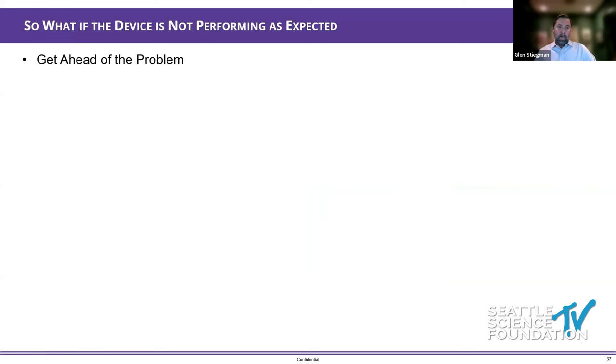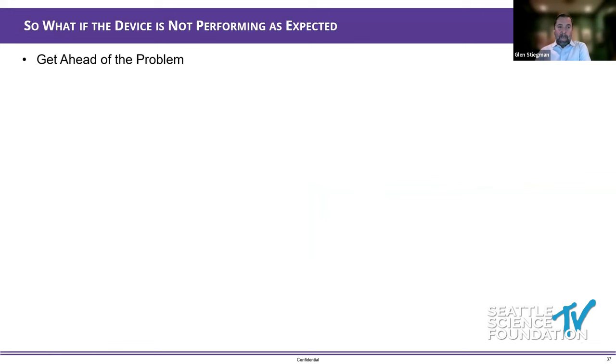What if you do see something not performing as expected? First, you've got to get ahead of the problem. This is for the sites and it's for the company. You've got to get ahead of the problem. You can't sit back and be reactionary to this.